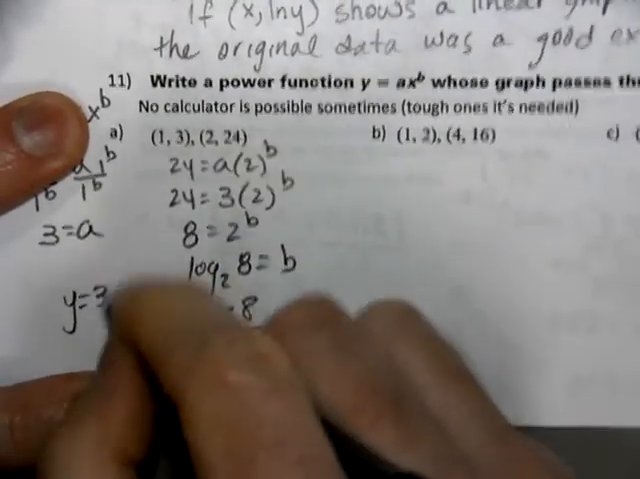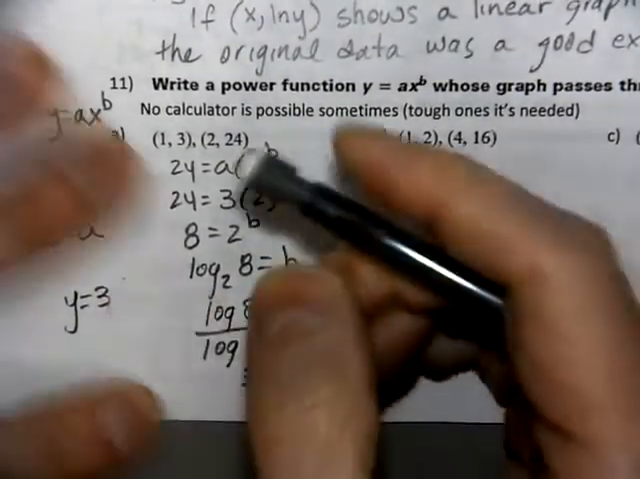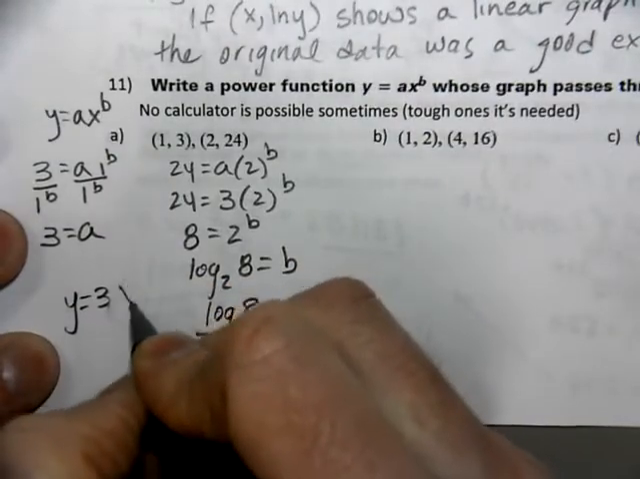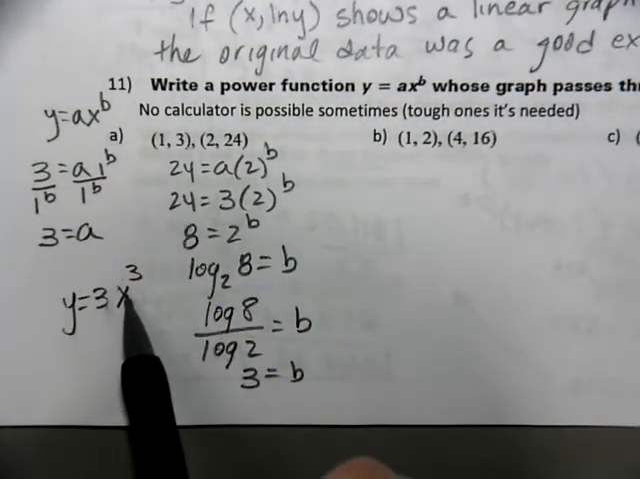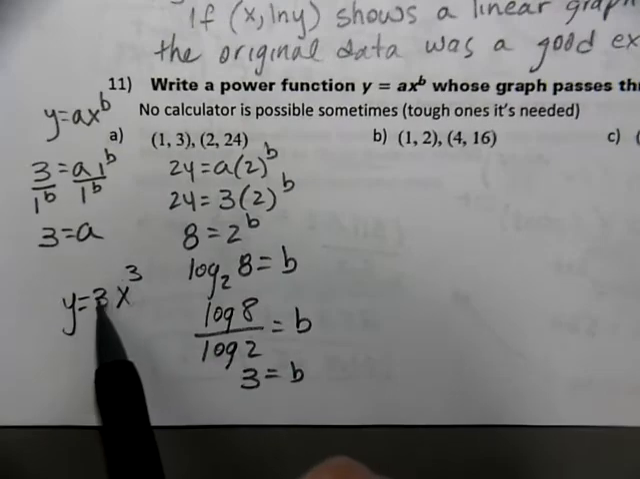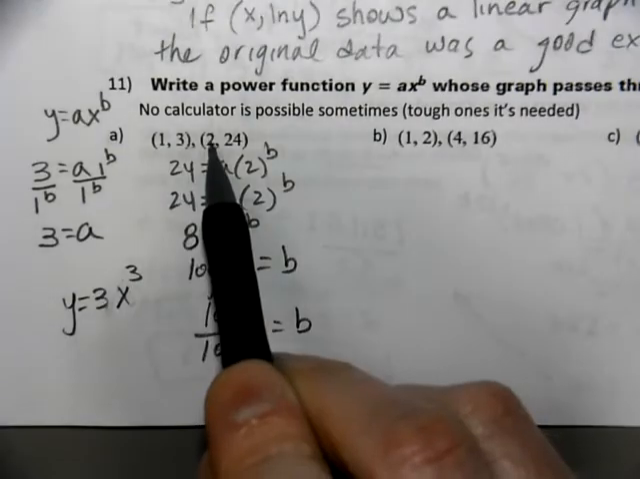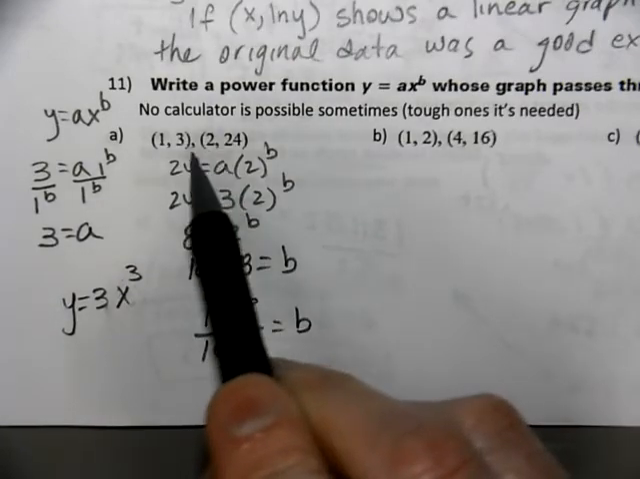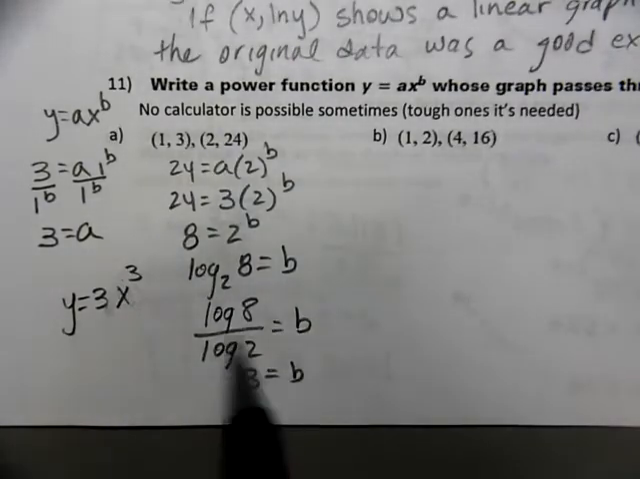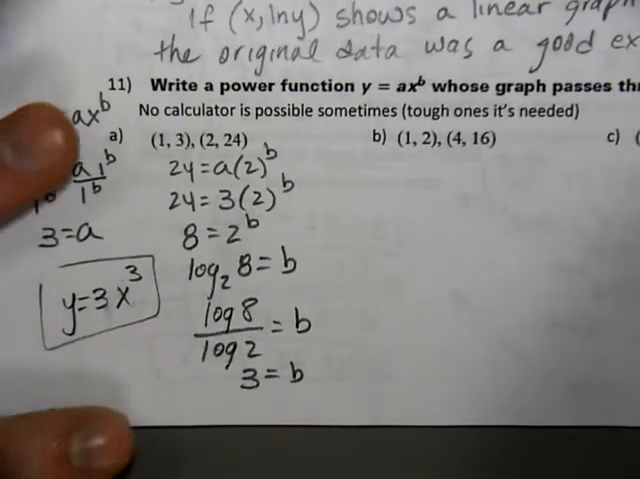Nope, sorry. Your b is 3, yes. x to the third power. So when x is 1, 1 times 1 times 1 times 1 times 1 will just give you 3. 2, 2 cubed is 8. 8 times 3 is 24. So you can check your work.